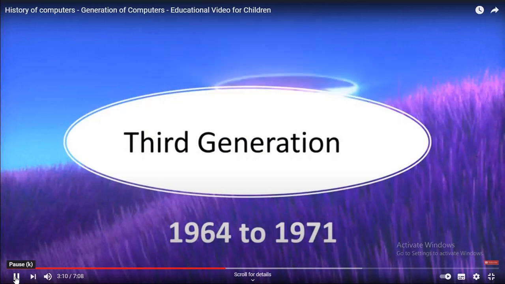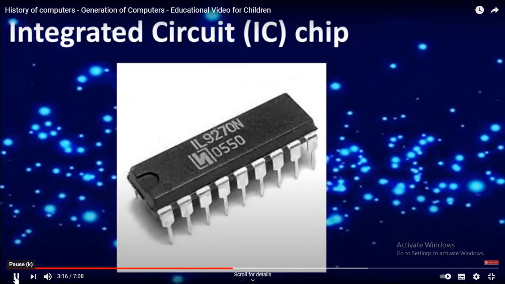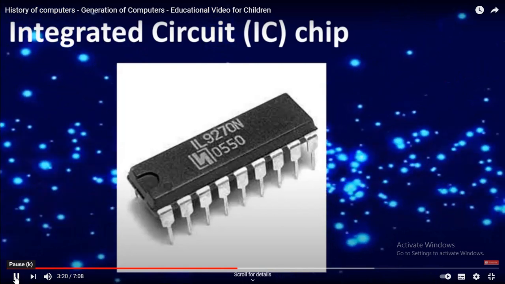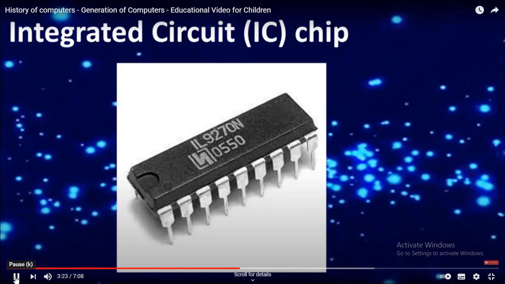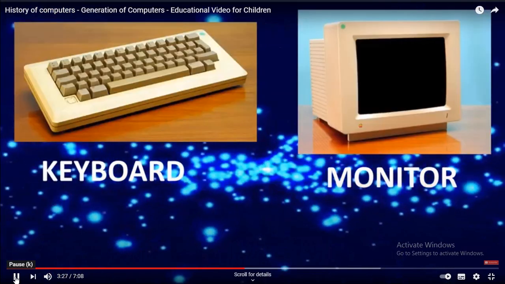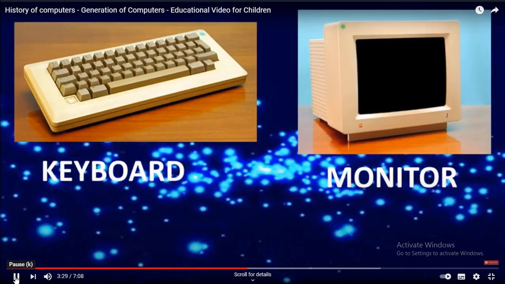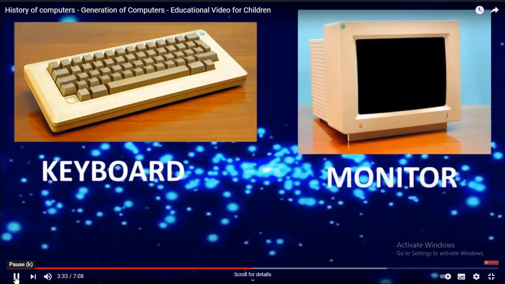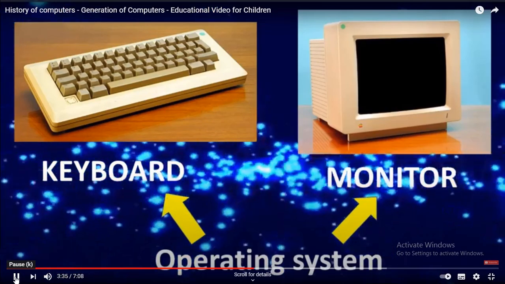Third generation period, 1964 to 1971. The third generation computers used the integrated circuit chips. In an IC chip, multiple transistors are placed on a silicon chip. Keyboards were used to input and monitors for output. The keyboard and the monitor were interfaced through the operating system.